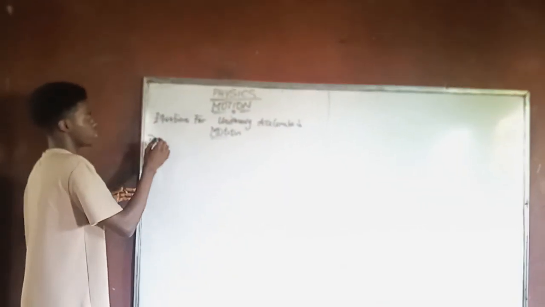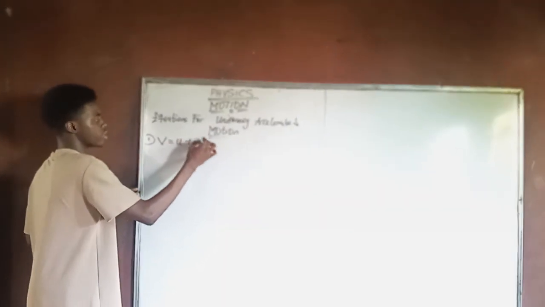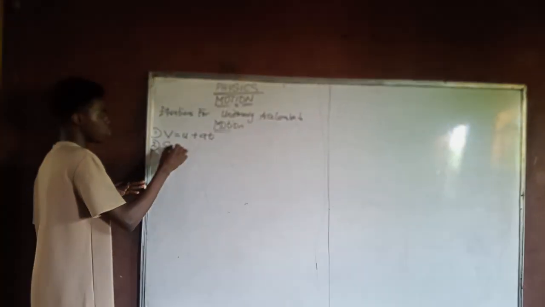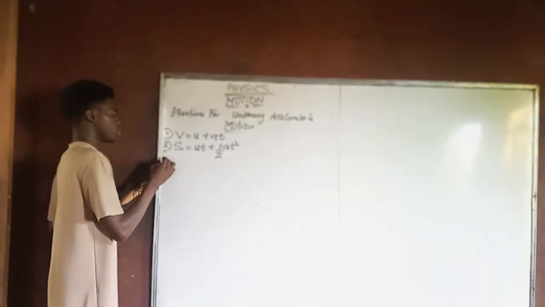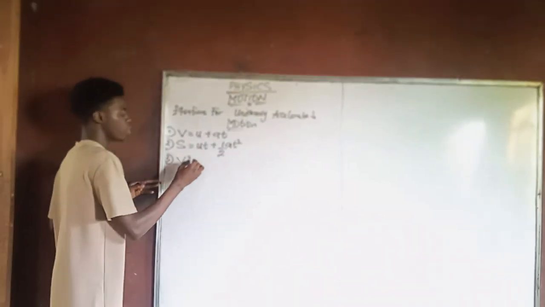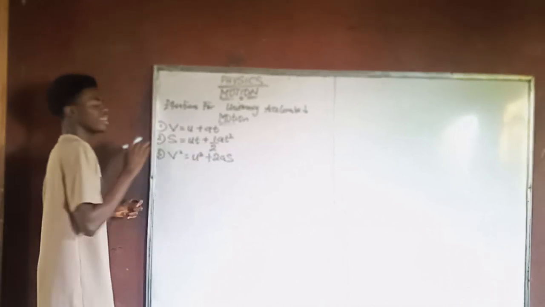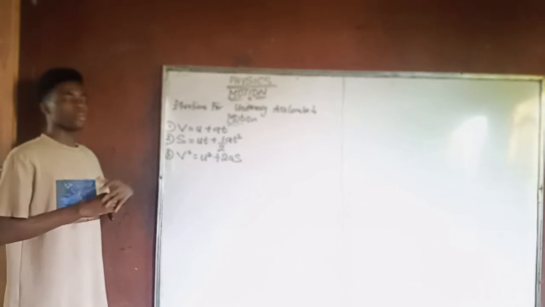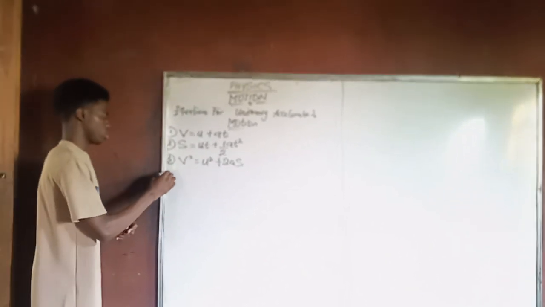The first equation is v equals u plus at. The second equation is s equals ut plus half at squared. Then the third one is v squared equals u squared plus 2as. These are the three major equations we use for uniformly accelerated motion. But we have one more. Let me add that one to it.